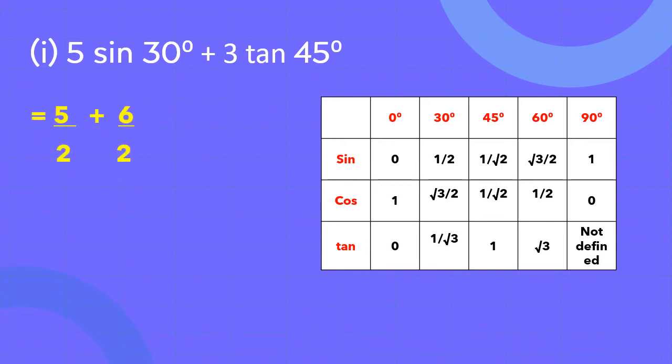Okay. Now, since the denominator is the same, the denominator is 2, we add the numerators. So 5 plus 6, and the common denominator will be 2. So 5 plus 6 will be 11 upon 2. So this is our answer for the first question. Now let us solve the second question.